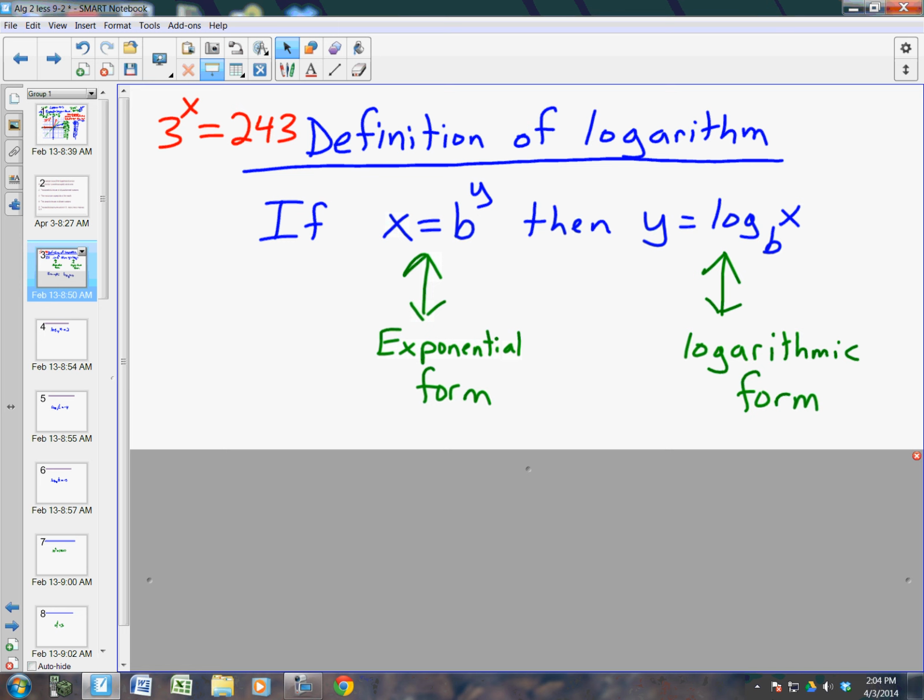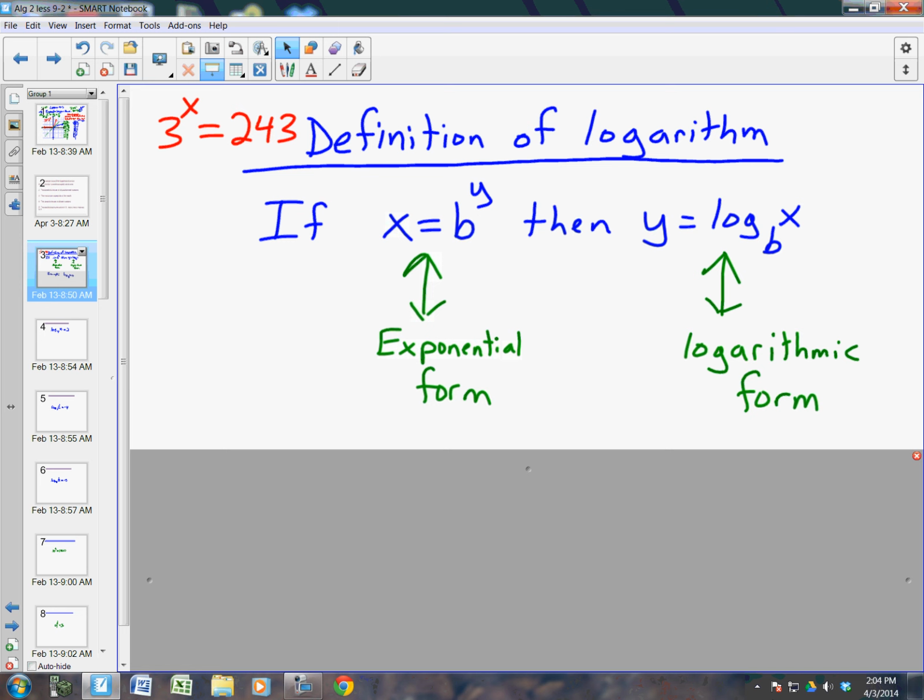Okay. So the definition of logarithm: if x equals b to the y power, then y equals log base b of x. Notice in this one, this is called exponential form over here because we have an exponent. And what is the exponent over here? Y is the exponent. Notice when we change it to logarithmic form, is y now an exponent? It's not in the exponent, but guess what? It still is an exponent. But it's not written as in exponential form. Y equals log base b of x is the new form.